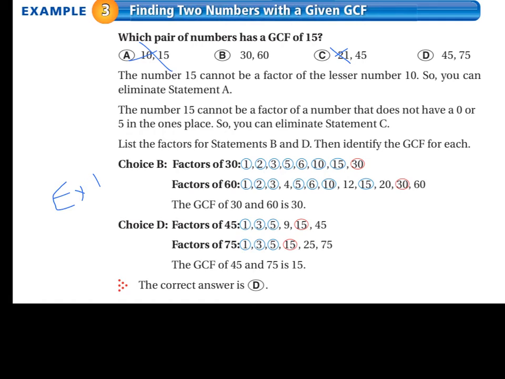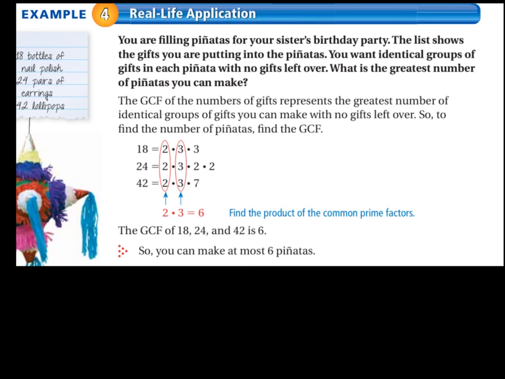So they do have a common factor of 15, you guys can see here, but it asks which pair has the greatest common factor of 15. So this one, it's not the greatest common factor. 30 is the greatest common factor. So B doesn't work and D does because their biggest common factor is 15. So they gave the correct answer, D.